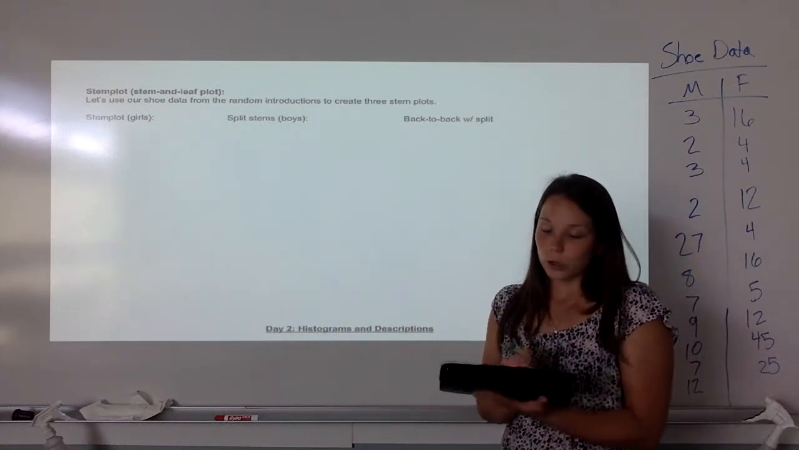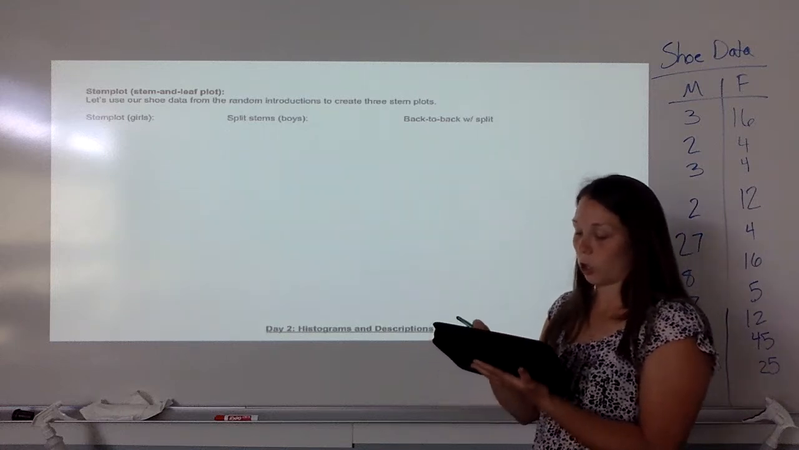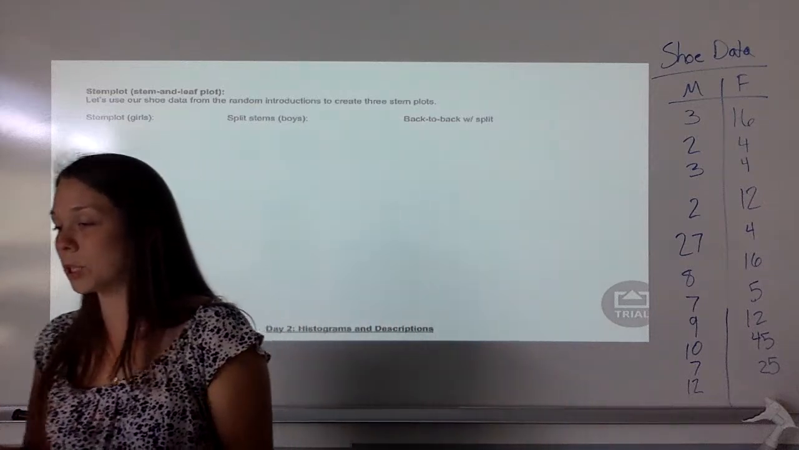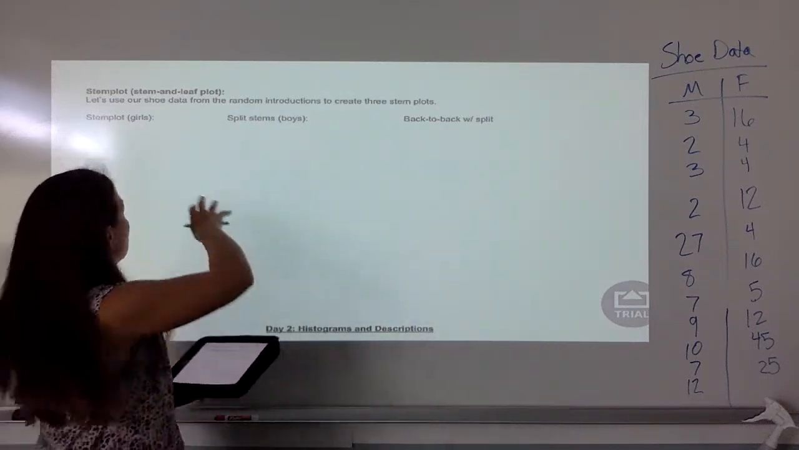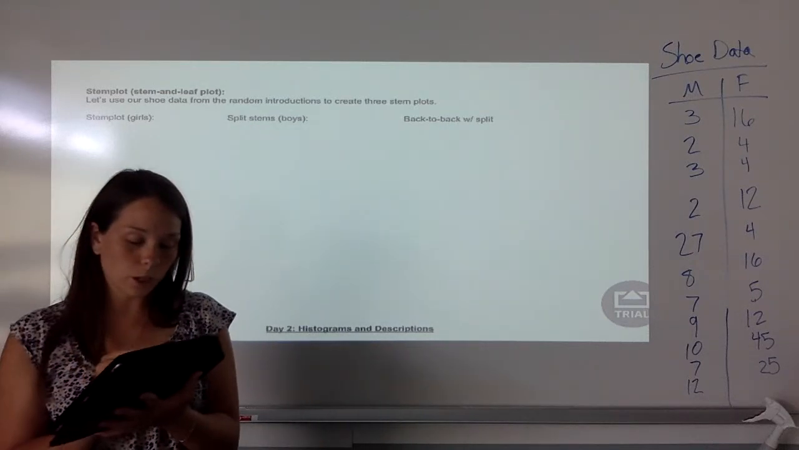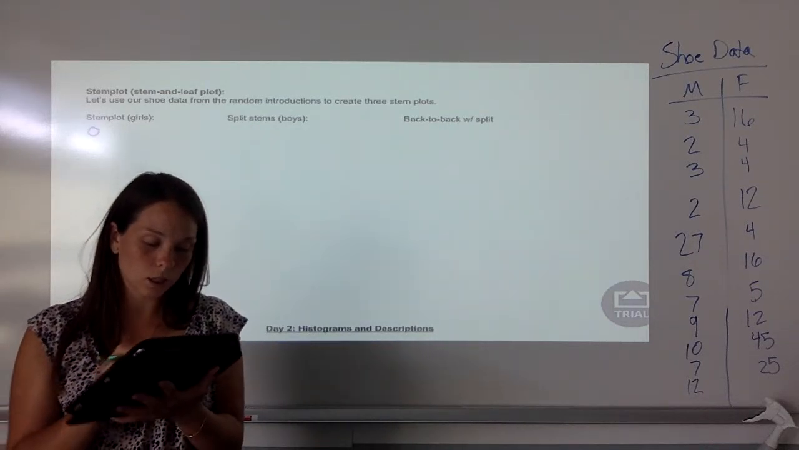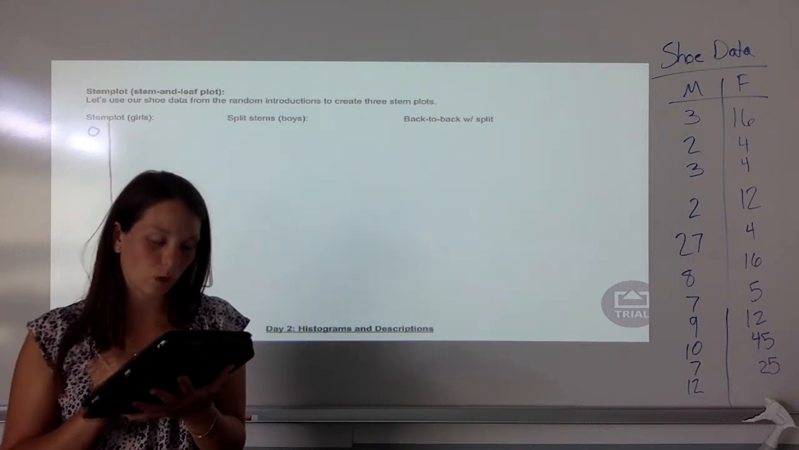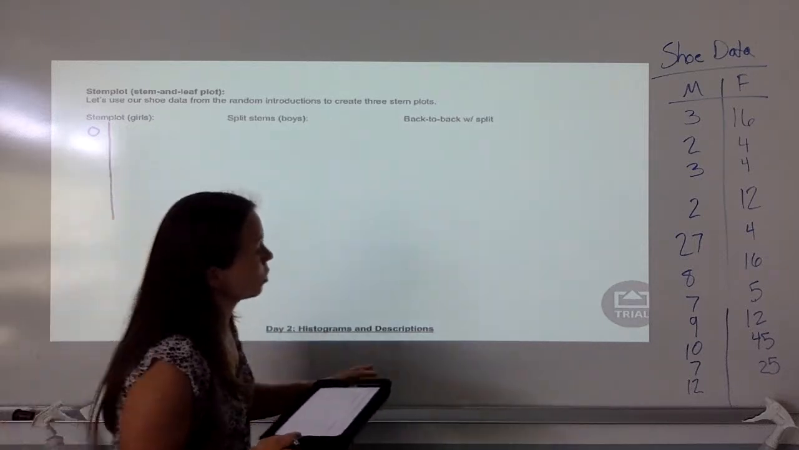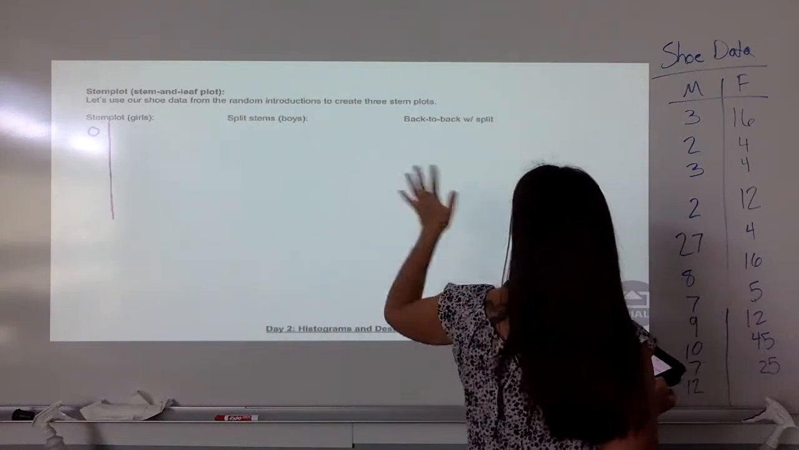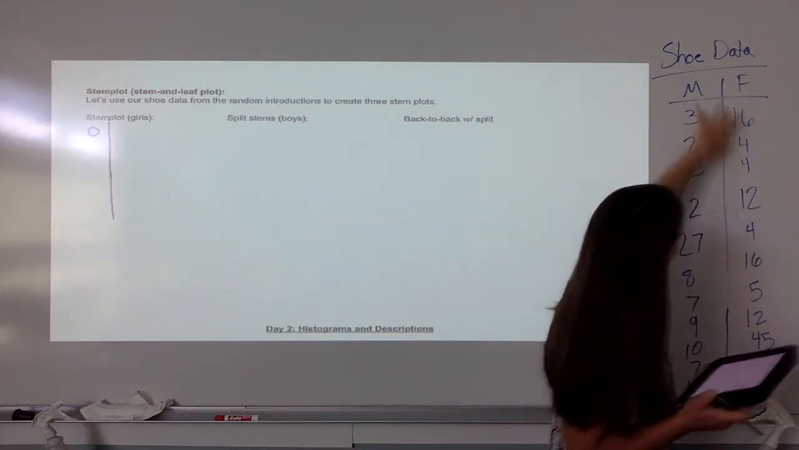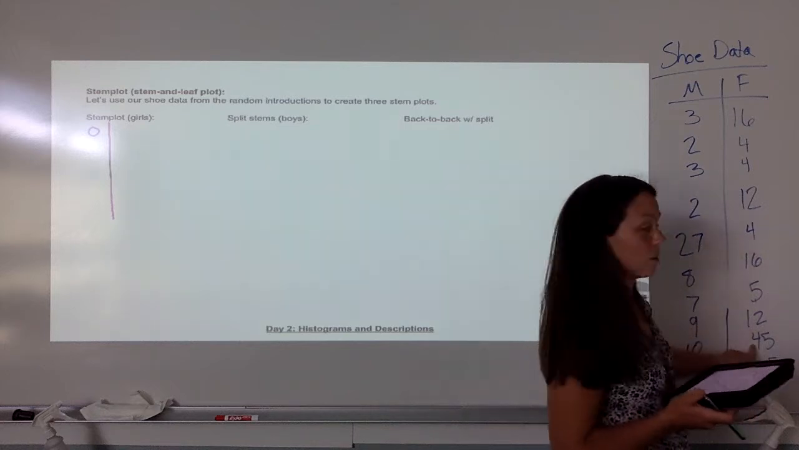All right. So the first thing we're going to do is create a stem plot for girls. And when creating a stem plot, we should have a title, which we already have here. It says stem plot for girls, boys, and then we'll do a back-to-back with stem. So the first thing we want to do is start by creating our stem. And our stem is going to have all the starting numbers here. So you can see for our females, for our girls, our smallest number is a single digit of 4, and our largest goes all the way to 45.